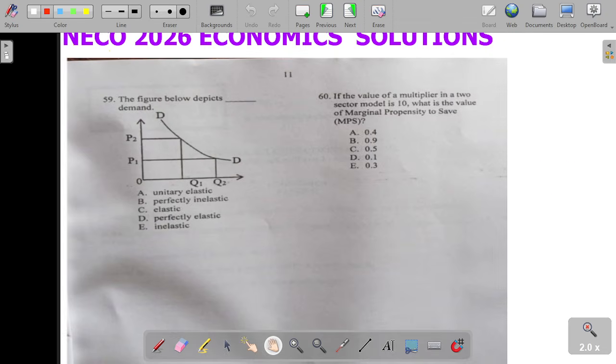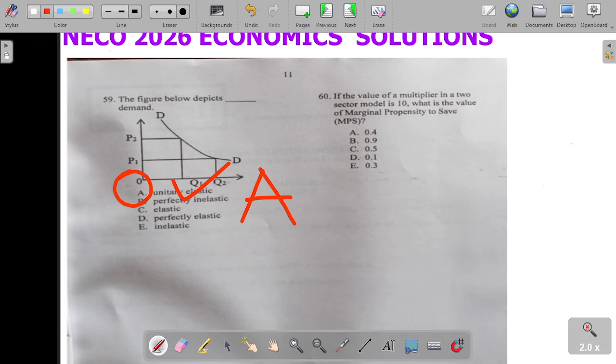Then number 59. It says the figure below depicts that demand. You can see quantity moves from 1 to 2, and prices jump from 1 to 2. Proportionate change from 1 to 2 is unitary elastic.